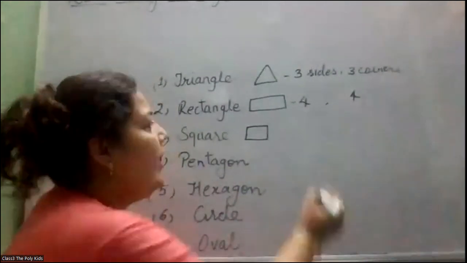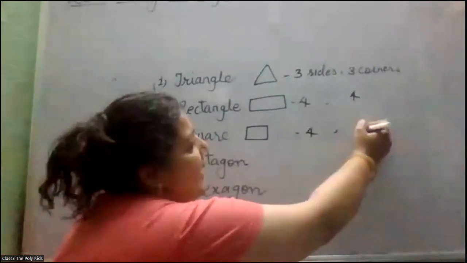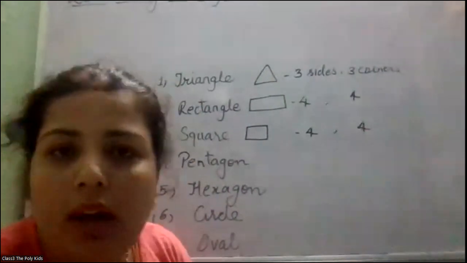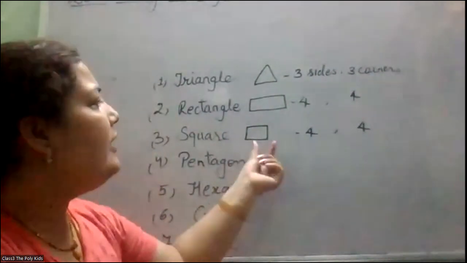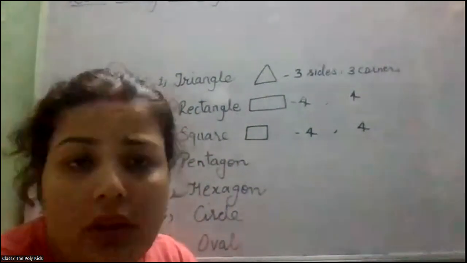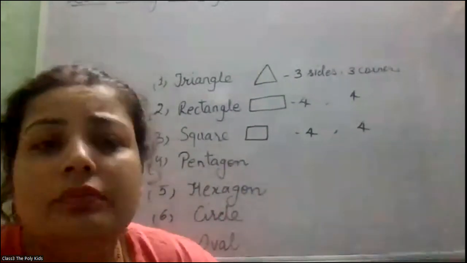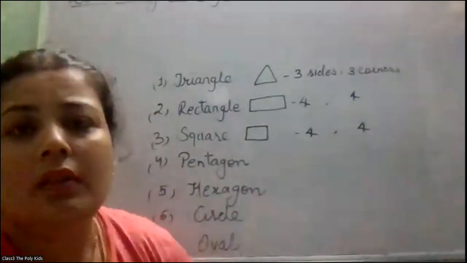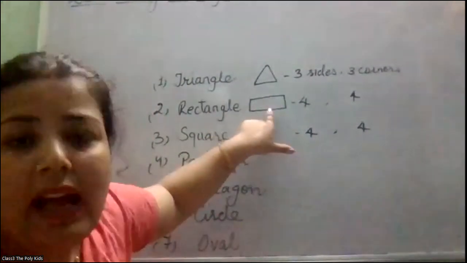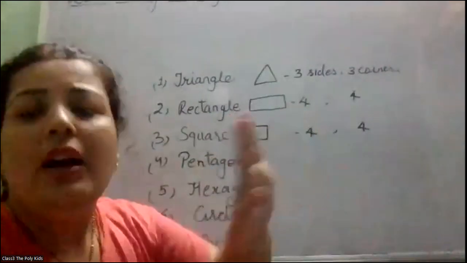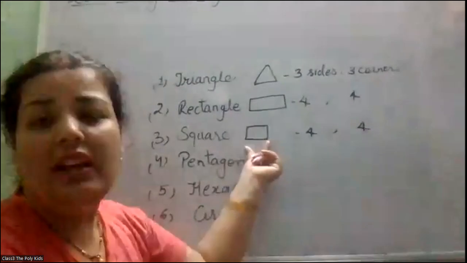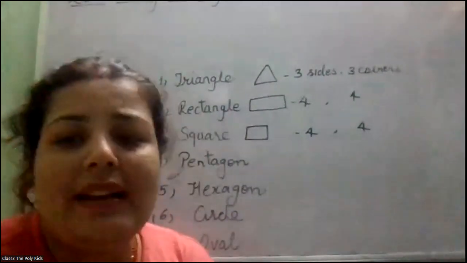Four. Very good. There are 4 sides and 4 corners. Right? Yes, ma'am. Okay, so what is the difference between a square and a rectangle? I told you when we were showing the video. Ma'am, the opposite sides are equal. Yes, the rectangle has opposite sides equal, so 2 sides of a rectangle are equal. But in a square, all 4 sides are equal.